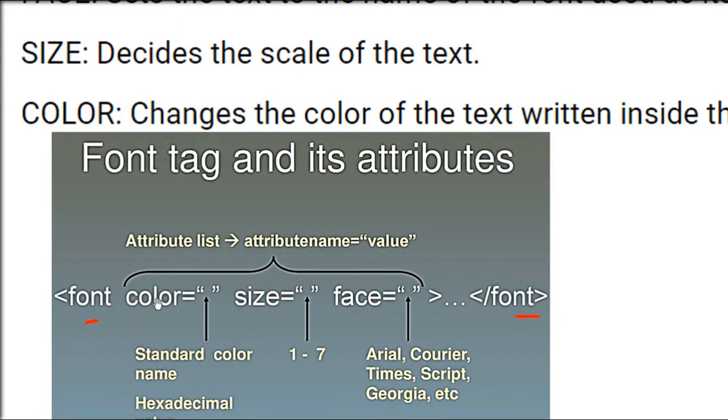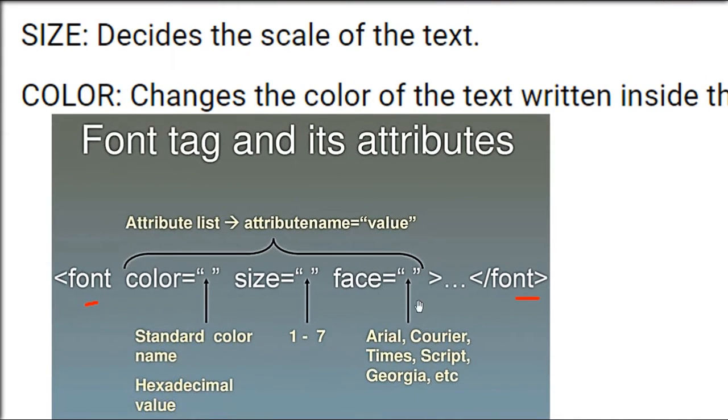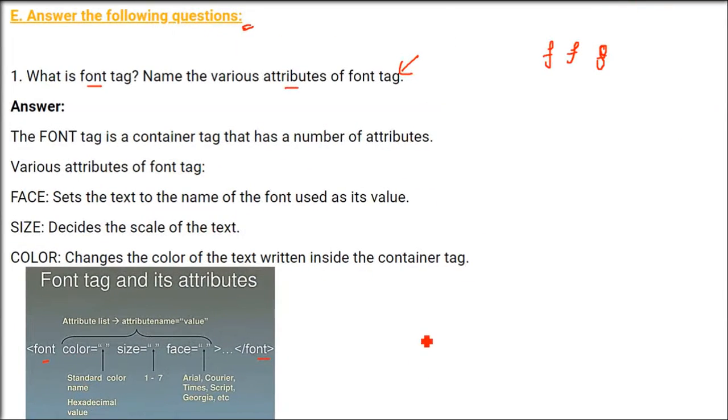First of all, the attributes include color, size and face. Color, size and face will decide what is going to be the font, its color, and what will be the size of the content. So size, here you can give a number, and the face can be Arial, Courier, Times, Script, Georgia. There are so many. And the color, of course, of your choice, standard color name you can also give. You can give the hexadecimal value also.